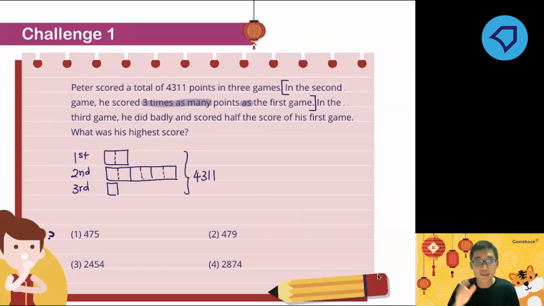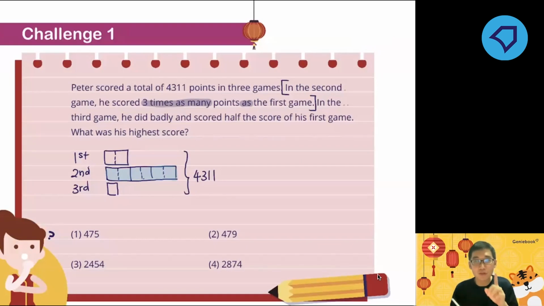Okay, you all understand why I cut the model, right? Because I want to make sure all the units here are of the same size. All right, so you can see all these blocks here, same size. Okay, total score 4,311. Now, the question asks for the highest score. Which game did he score the highest? Second game, right? Can you see? The second game is the one that he scored the highest. So this is what I want to find. Can you find out the score for the second game? Is that all right with everyone?